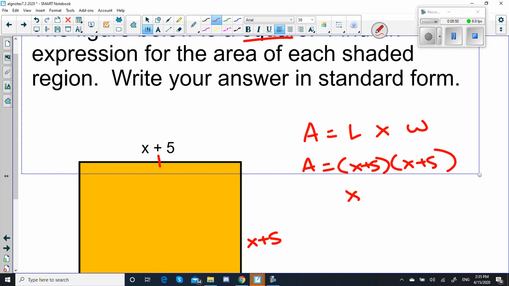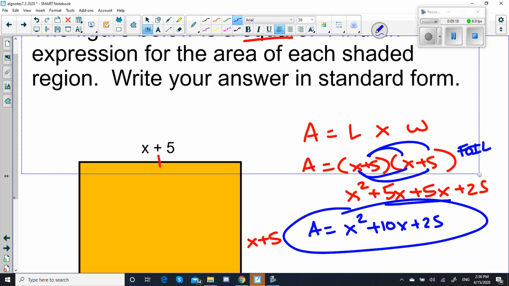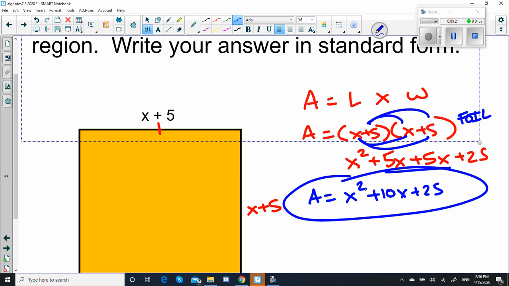So this would be x squared plus 5x plus 5x plus 25. Now where did those come from? I multiplied x times x, x times positive 5, positive 5 times x, and positive 5 times positive 5. I did FOIL on it. You could also use a Punnett square. And then these two would combine. So x squared plus 10x plus 25 is the area of this square. And it's in standard form because the exponents go 2, 1, no x.